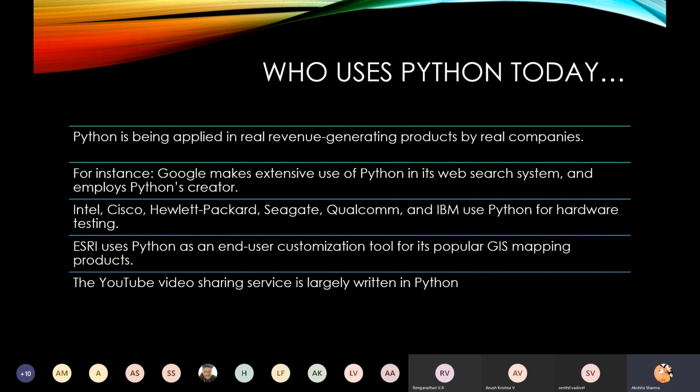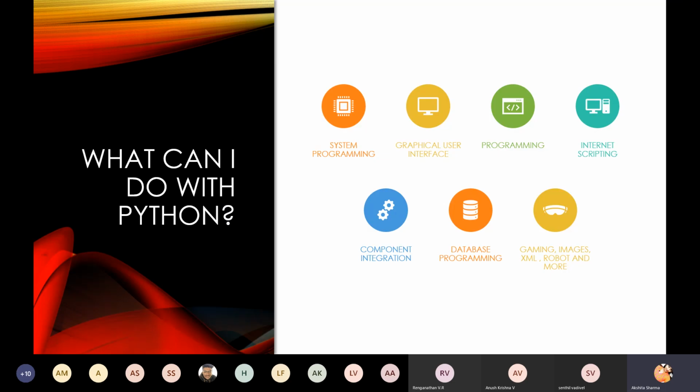Let's move on to what we can do with Python. We can do a lot of stuff in Python. We can use it for system programming, graphical user interfaces, internet scripting, component integration, database programming, gaming, images, robots, and so on.